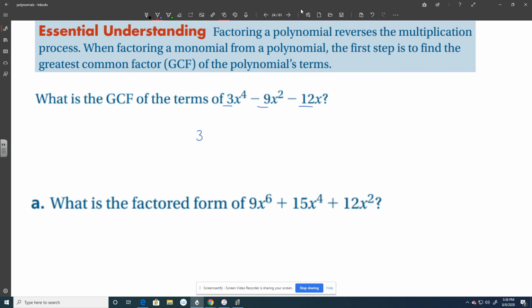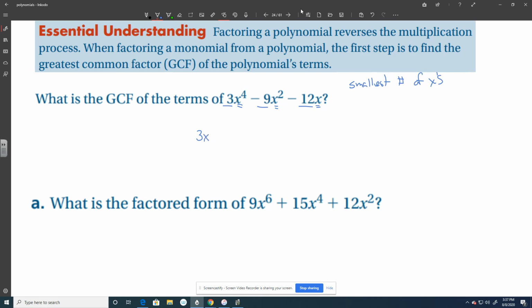Because 3 goes into 3, 3 goes into 9, 3 goes into 12. But I also have to look at my x to the fourth, x squared, and my x. And what I'm looking for is the largest number of x's that I can take out of all of these, which sounds backwards because what I'm actually looking for is the smallest number of x's, because I need to pull it out. So x to the fourth, this one has 4, this one has 2, this one only has 1.